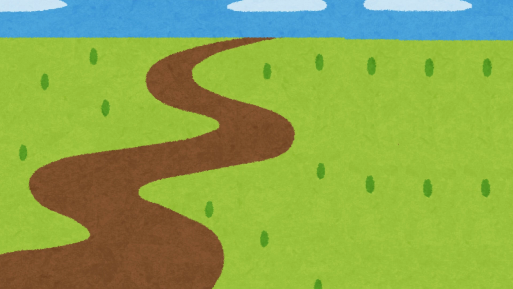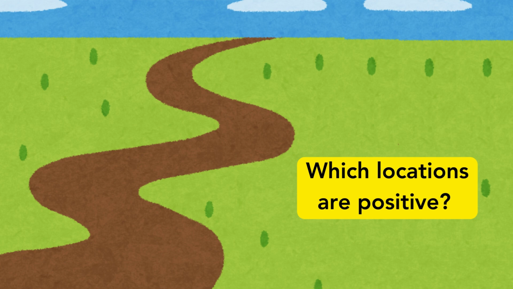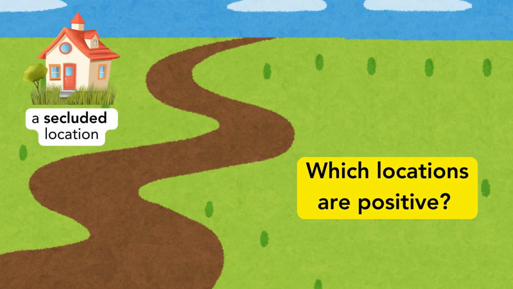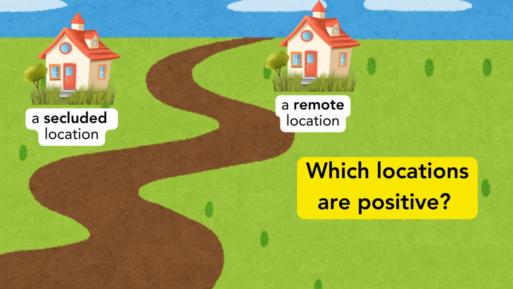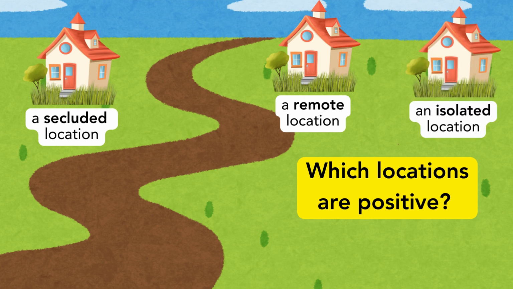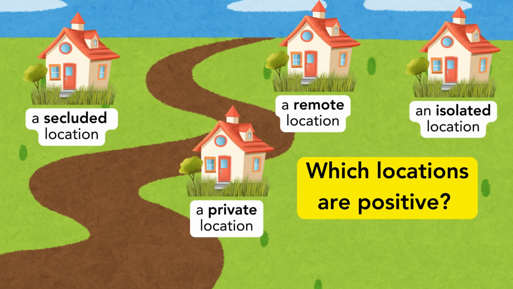Okay, I know I said 3 examples, but I think we really need to take a look at this. Imagine that you're trying to buy a house and you're looking for a house that's not in the center of a city. So take a look at these 4 different houses. Which ones do you think are positive and which ones are negative? A house in a secluded location, a remote location, an isolated location, and a private location. Pause and think about it.